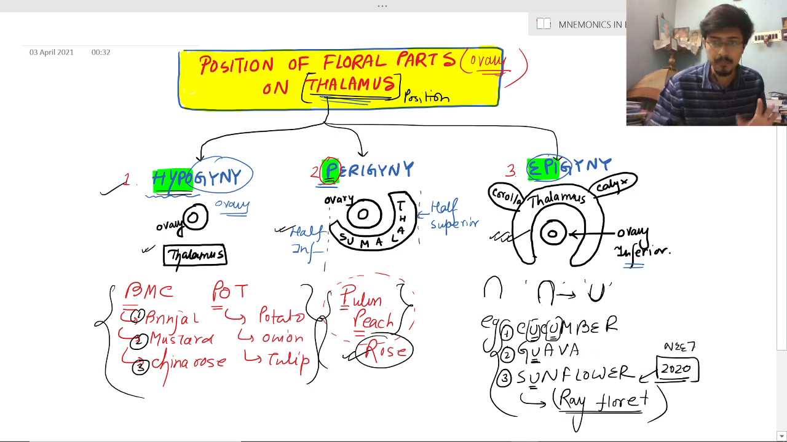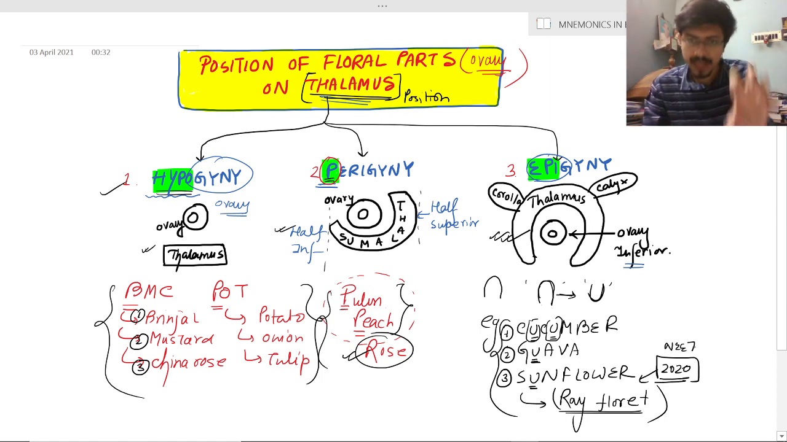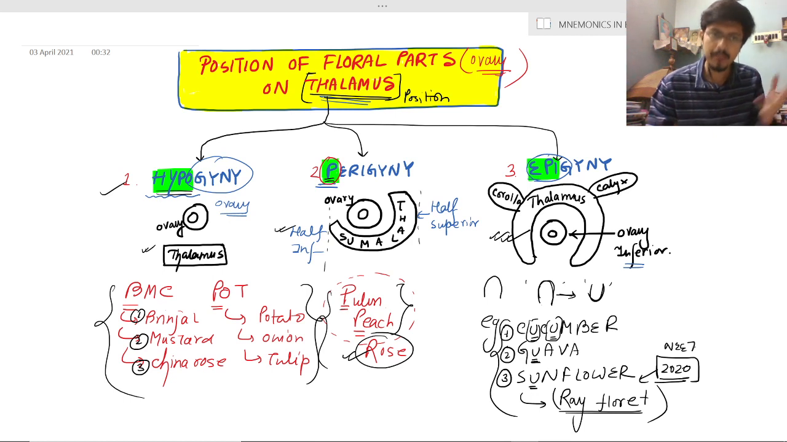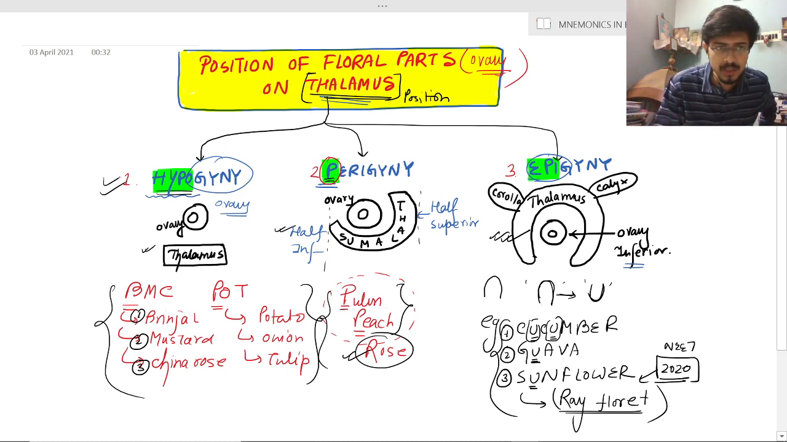You have to remember this. In this mnemonic, U shaped means epigyny: cucumber, guava, sunflower. BMC pot means hypogyny, and the others correspond to perigyny. You can exclude one option to rule out the other. If you master this mnemonic, you can easily solve it within a second.